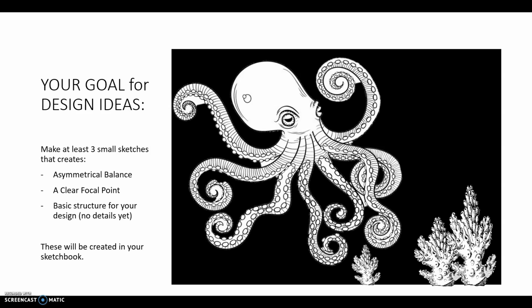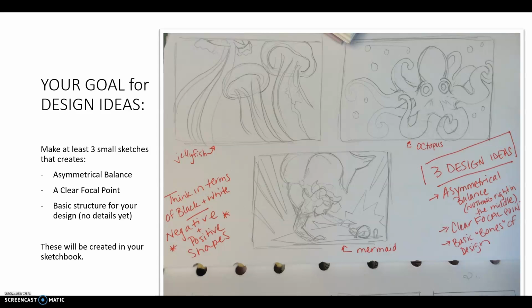These will be created in your sketchbook. And it might look something like this. So again, I have 3 different ideas and they're just the bones. I haven't done any shading or haven't even really figured out what will be black and white yet by shading it in, but it is in my brain. I know what it will look like. So this is where we're going to start.